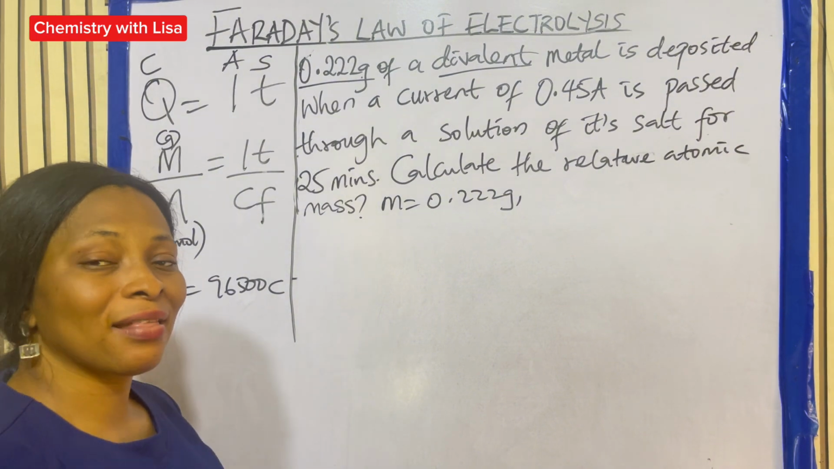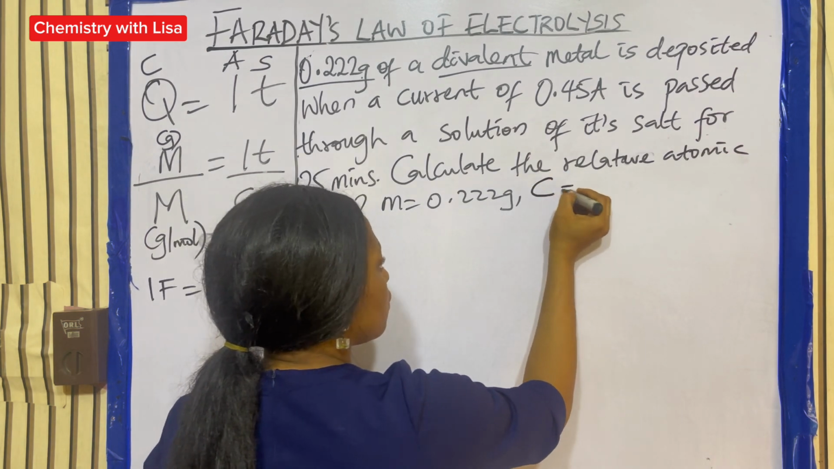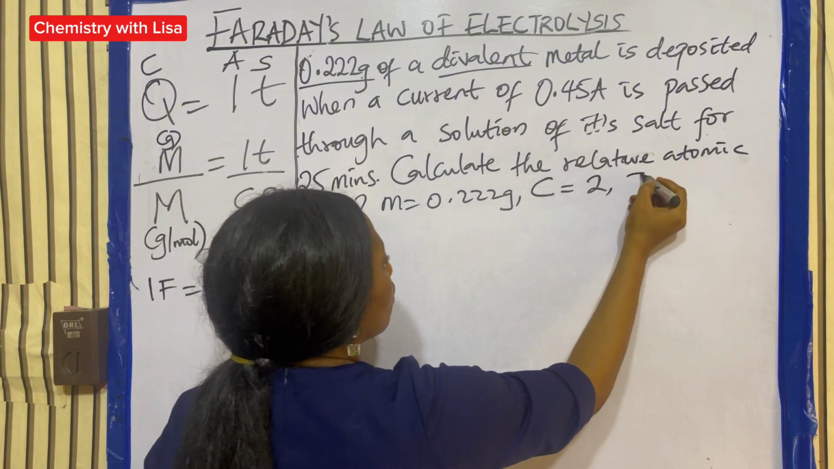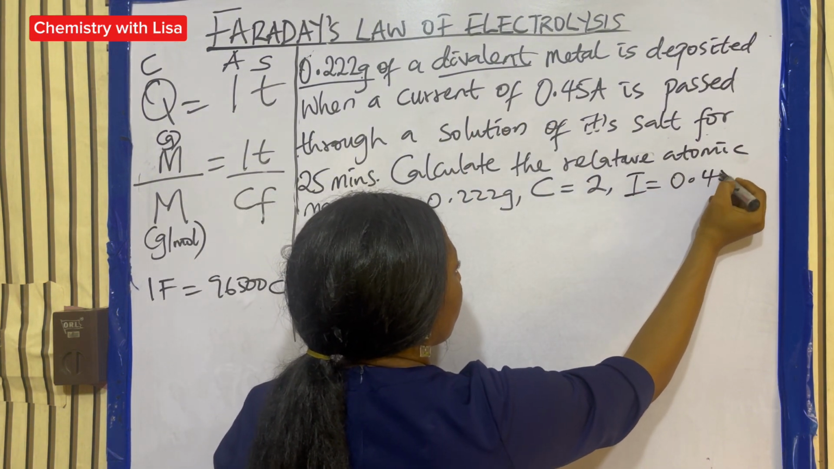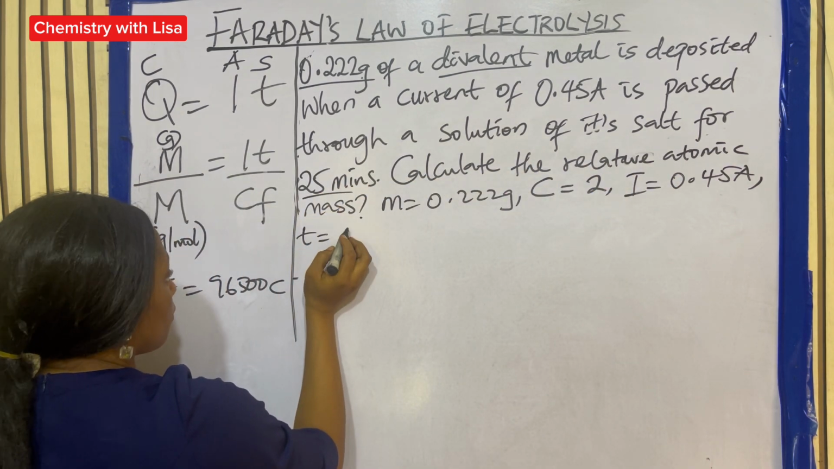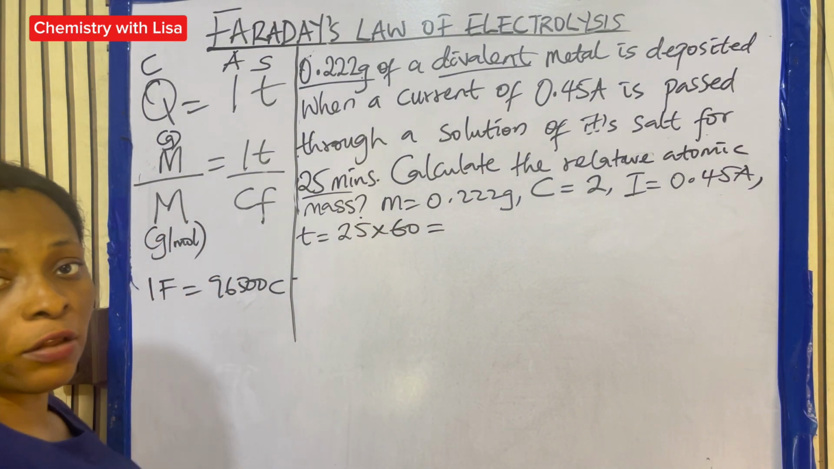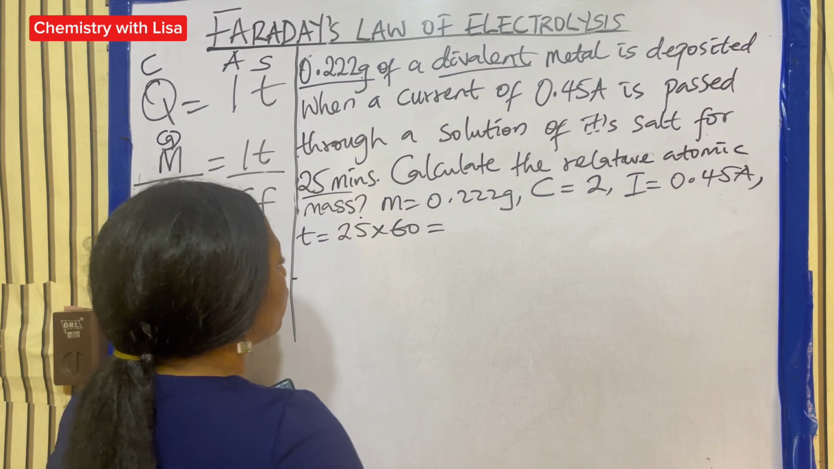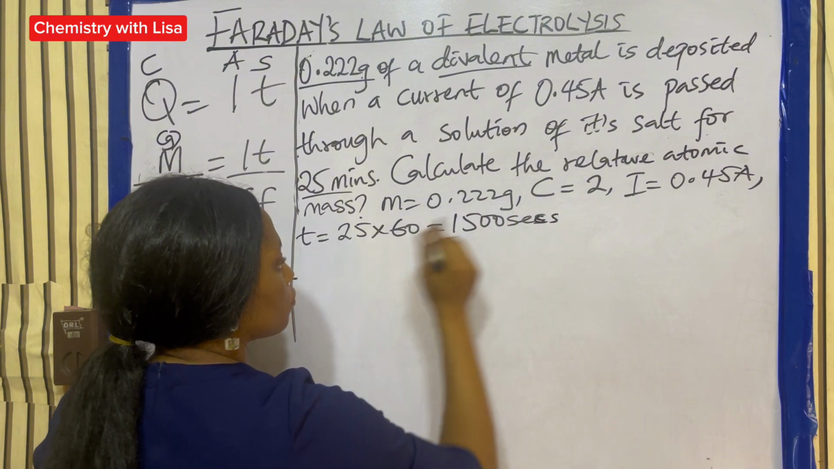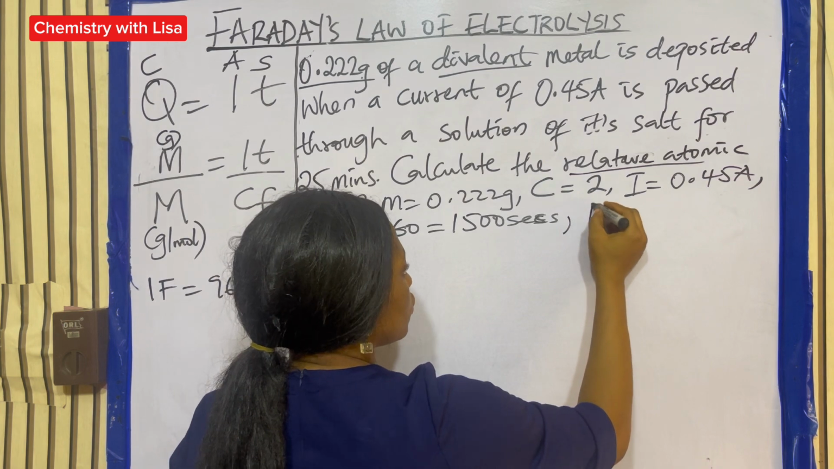Divalent tells you that the ion of that metal is what? 2. So charge, C, is 2. A current is passed through a solution of its salt for 25 minutes. Time is what? You are going to multiply by 60 in order to convert to seconds. So what would this be? 1,500 seconds. Are we together?